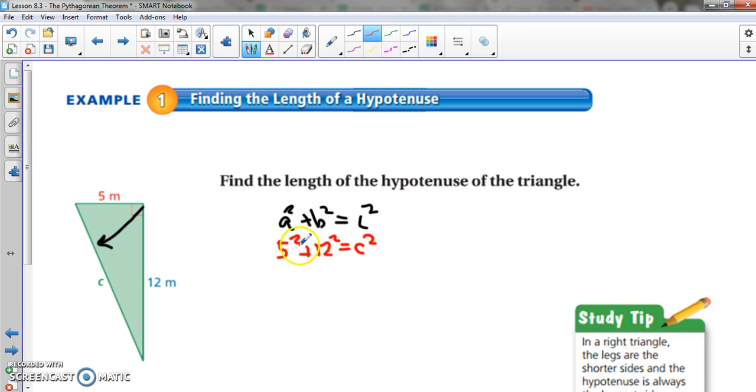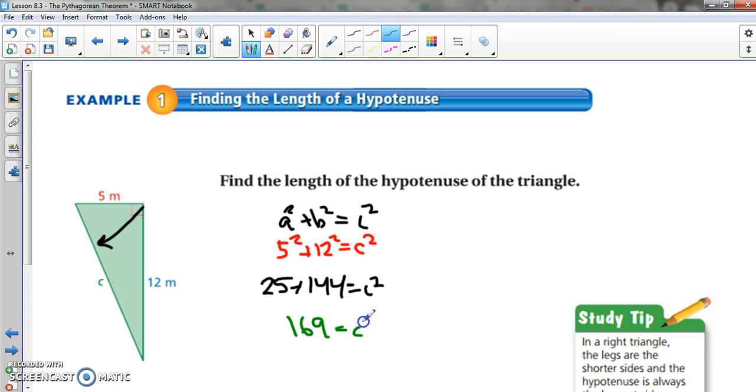So this, remember guys, is a square. There's also a button for that on your calculator, not to be confused with square root. But you would do 5 times 5, which will give us 25. And then you would do 12 times 12, because it's 12 squared, which is going to give me 144. And that equals c squared. Next thing we're going to do is simplify these together. So 25 and 144, that's going to give me 169. And that equals c squared.